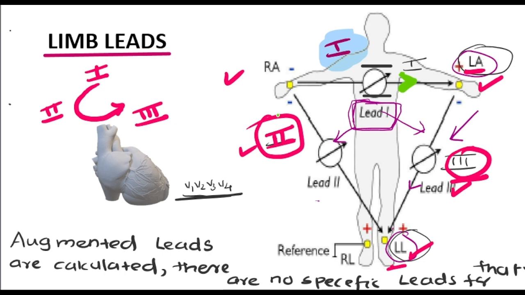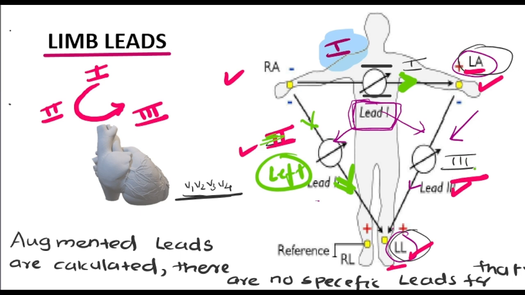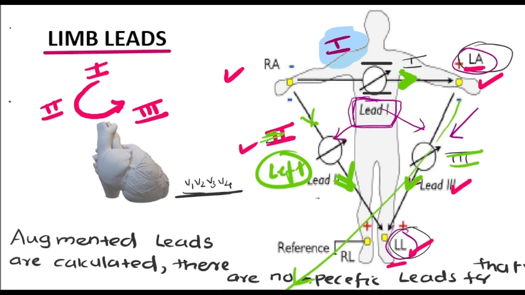Now lead 2 direction is towards which side? It's going towards the left foot. It's going towards the left. And the other lead, lead 3, its direction is again towards the left foot, but it's going towards which direction? It's going towards the right.